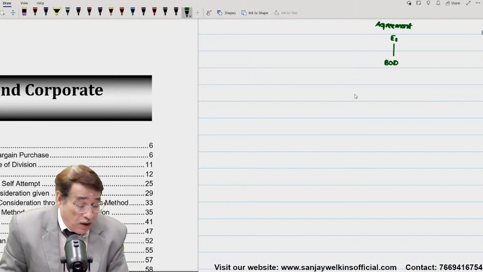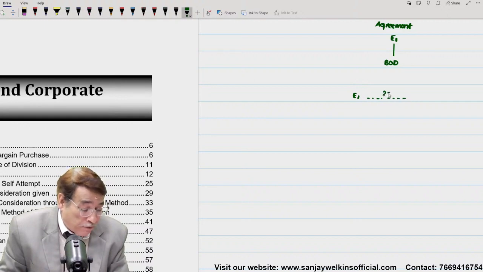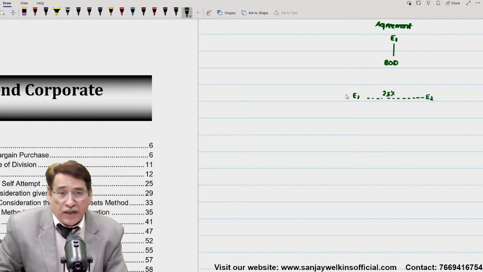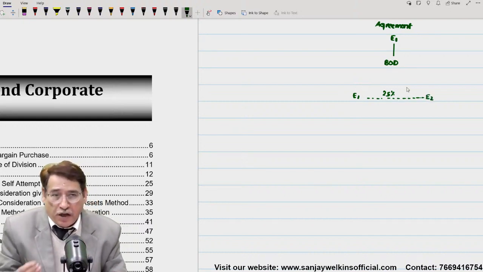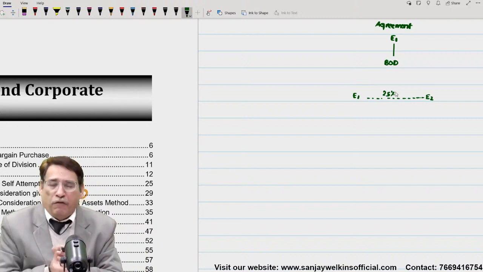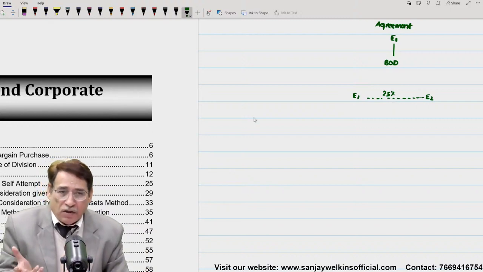See here, let us say there is another entity by the name of E1 and it has got 25% of stakes or voting rights in E2. That means E1 is having 25% of the share capital of E2. So we are having this much of stakes. Logically, this much of stake will not give us any control, isn't it?